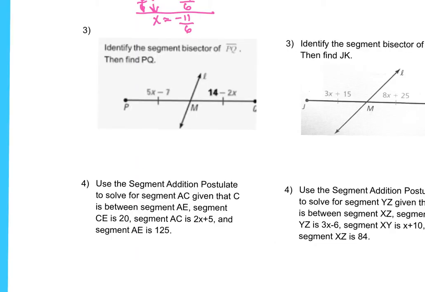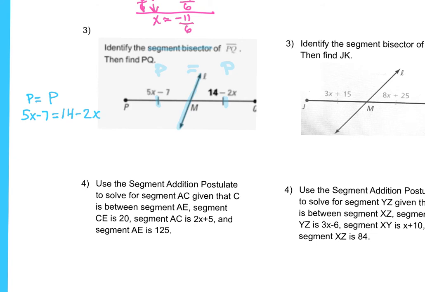Okay, number 3 asks us to identify the segment bisector. Remember, bisect means cut in half. So this bisects the segment in half. If it's been bisected in half, then we're going to have a part equals part equation. Anytime we see segment, bisector, or midpoint, we need to think part equals part. All right, here's our equation over here.